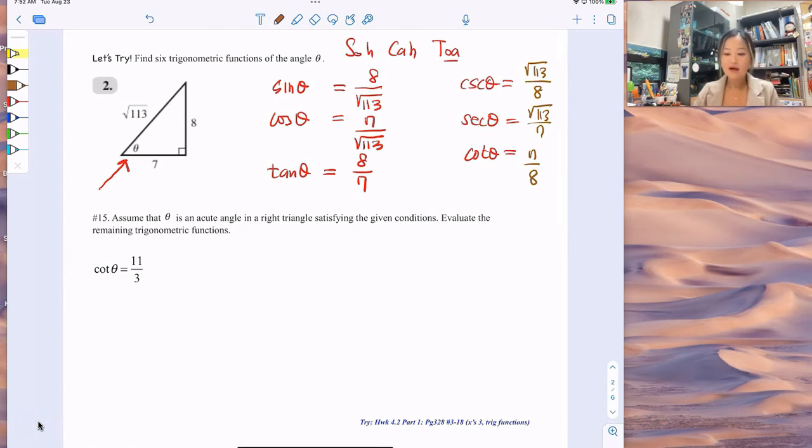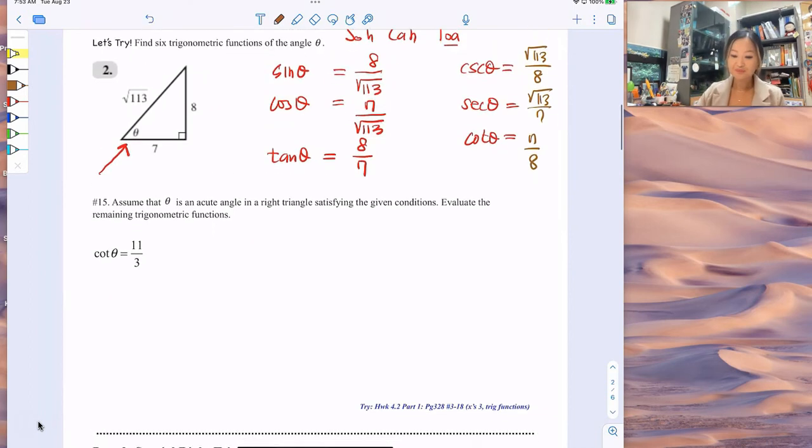Okay, let's go. Now, I think one question that I can ask you about sine, cosine, tangent is this: which of the trig functions has to be less than 1, and which trig function does not have to be less than 1 always? Okay, think about that.